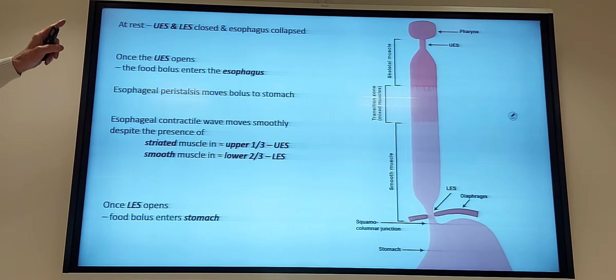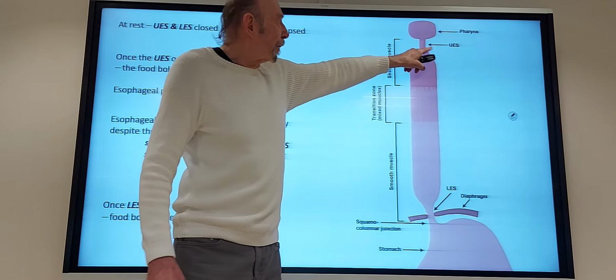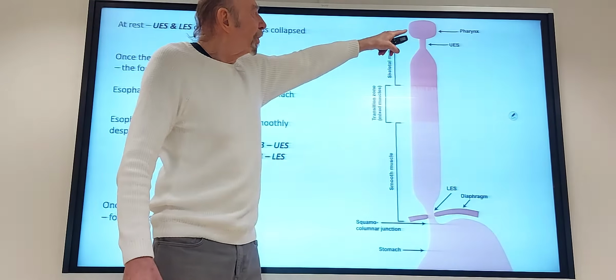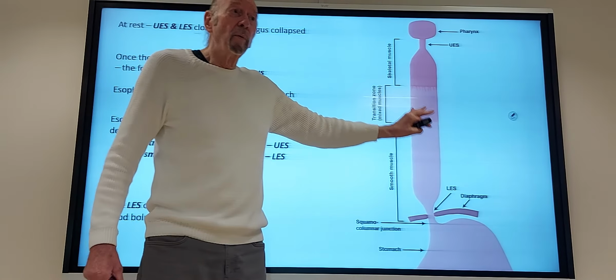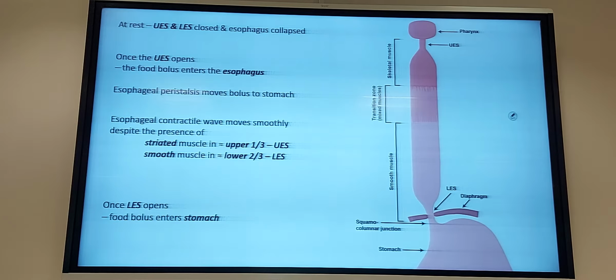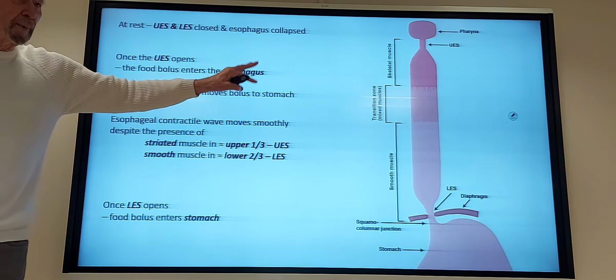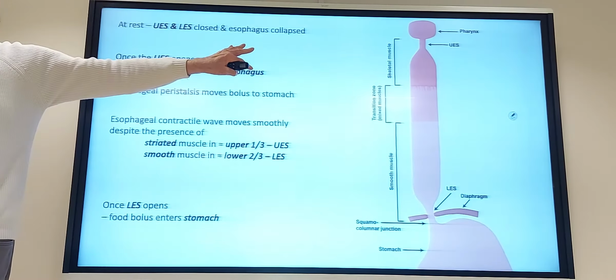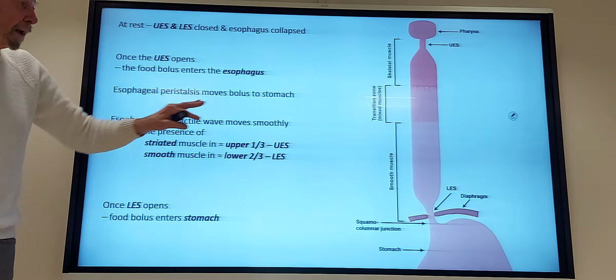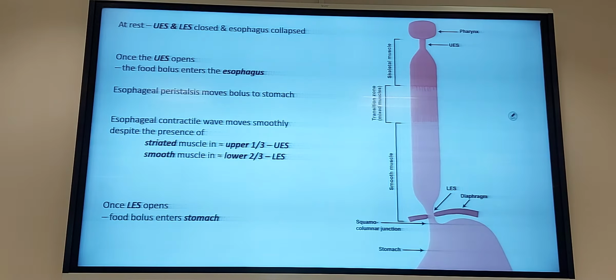Now, the contractile wave is going to have to move through. This is upper esophageal sphincter, lower. You can see it, right? You can read it back there. Okay, so you're swallowing now, and the contractile wave moves smoothly down the esophagus, moving the bolus down into the stomach. This occurs even though the upper third is a different kind of muscle than the lower third. The upper third is striated muscle, the lower third is smooth muscle, okay? And they're regulated differently, okay? And then once the lower esophageal sphincter opens, the bolus will pass into the stomach.